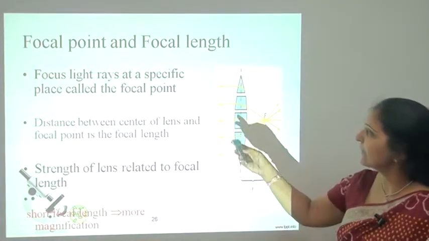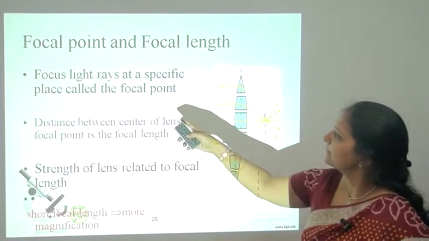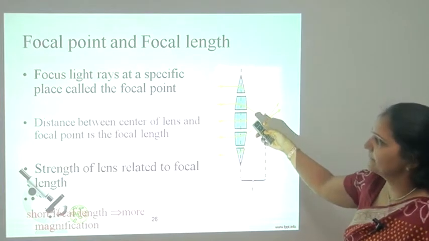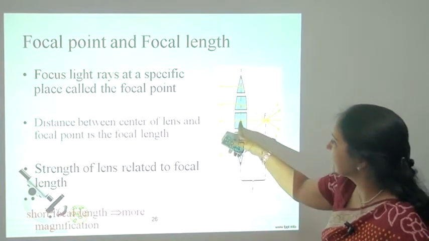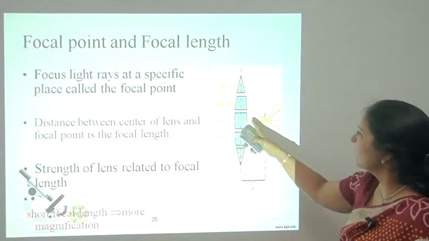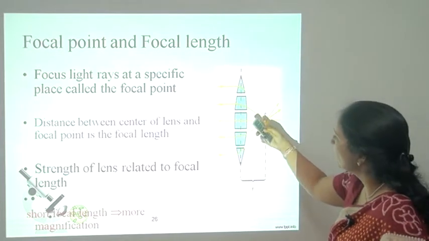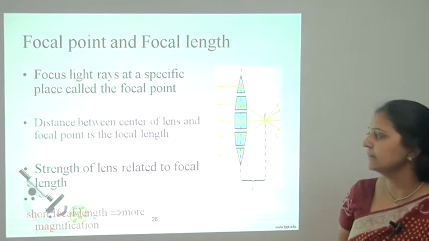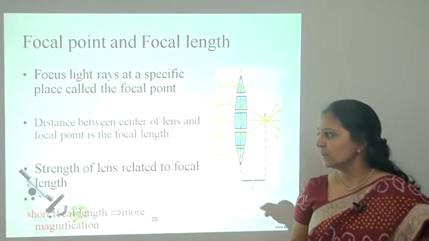What is focal point and focal length? A lens focuses light rays at a specific place called the focal point. This is the focal point. And the distance between the center of the lens and the focal point is known as the focal length. So this is the focal point, here the center of the lens, and this distance is known as the focal length. Strength of the lens is related to the focal length.